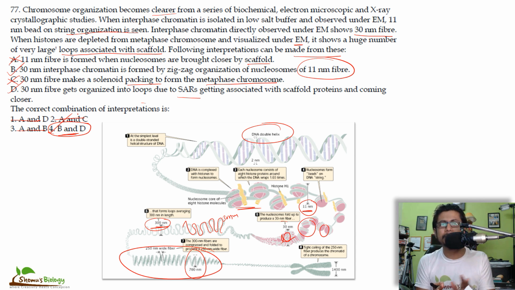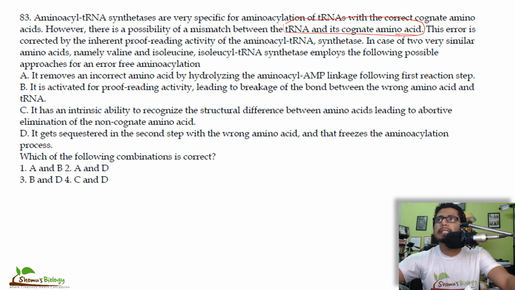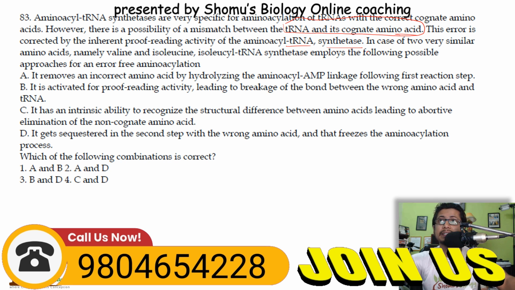You need to know one concept and you can answer that. Now let's talk about this one. Aminoacyl tRNA synthetases are very specific for aminoacylation of tRNAs with the correct cognate amino acids. However, there is a possibility of mismatch between the tRNA and its cognate amino acid. We know there are 20 different types of aminoacyl tRNA synthetase, using 20 different types of tRNA for charging. This error is corrected by the inherent proofreading activity of the aminoacyl tRNA synthetase enzyme itself.